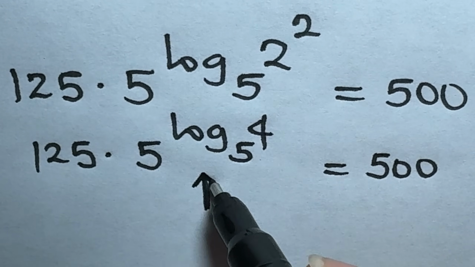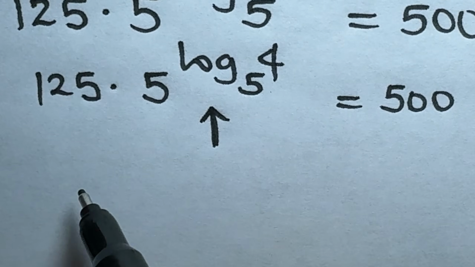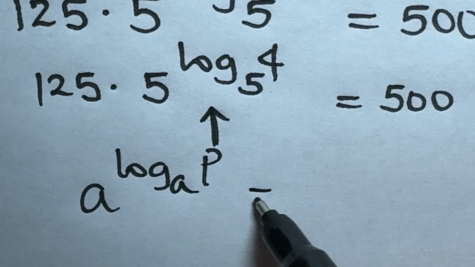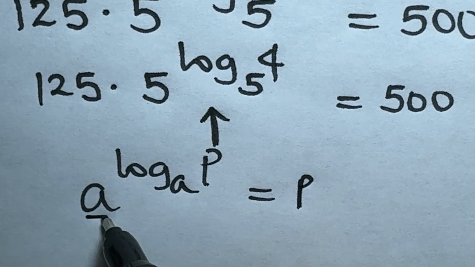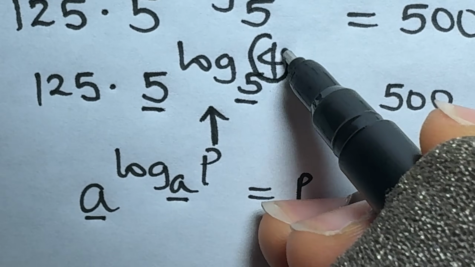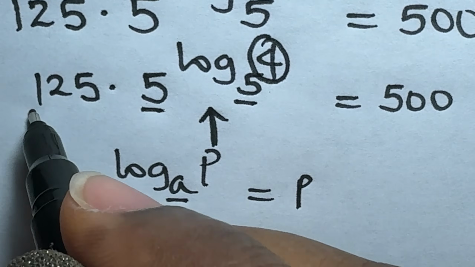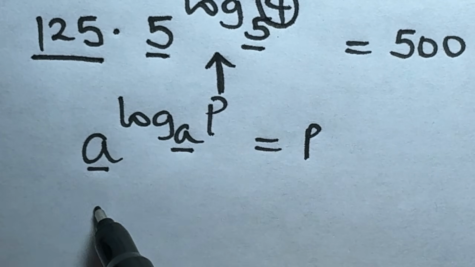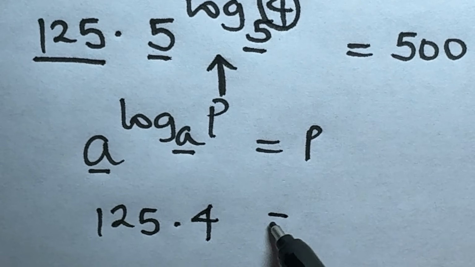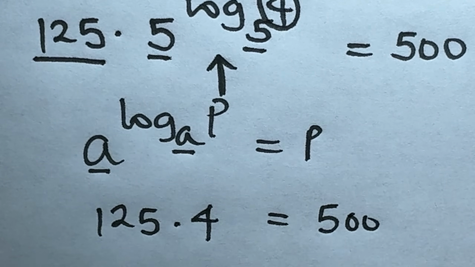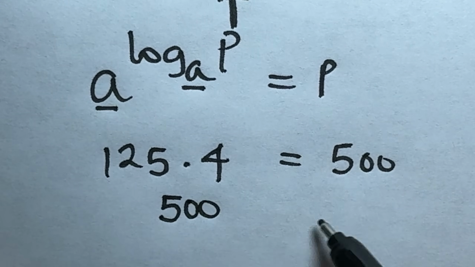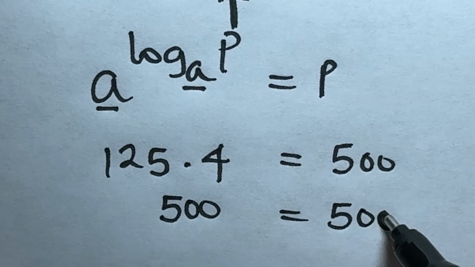Let us work on this expression. By law of logarithm, given a raised to power log p base a, this will always give us p as long as these bases are the same. So we have 5 here, we have 5 here. The whole expression reduces to 4. Then we have 125 times 4 to give us 500. 125 times 4 is 500. So 500 is equal to 500.